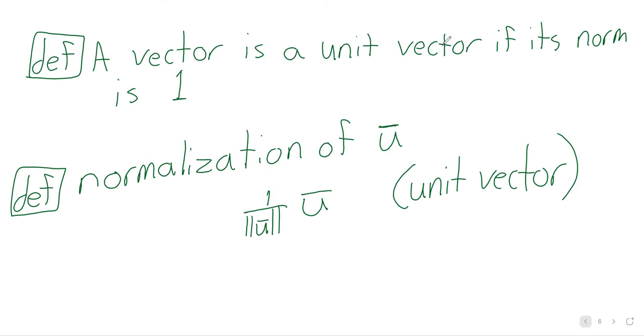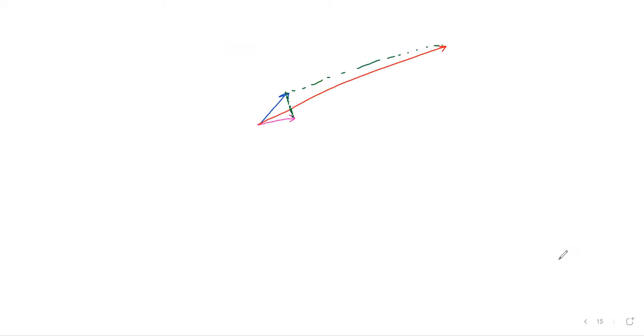Go back to normalization, which tells us how to take a vector and modify it so that its length is exactly one. This normalization process solves the problem that we're running into.